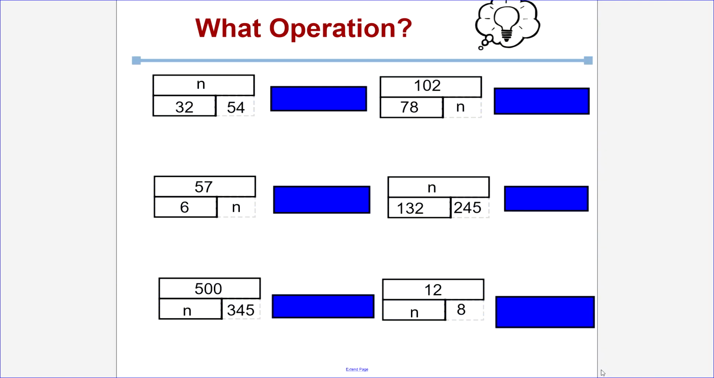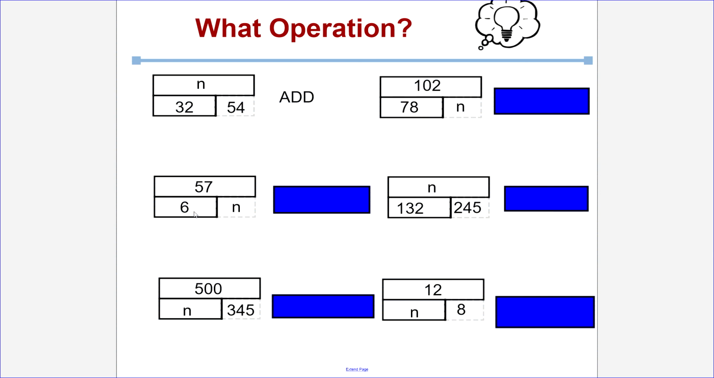Let's test your knowledge. Look at these tape diagrams. They're filled out with numbers, and they have one unknown in each tape diagram. Look at this first tape diagram. Clearly, we know the lesser amount and the difference. We just don't know the greater amount. What would we do to solve this problem? What operation would we use? Would we add or subtract? To solve this problem, we would add because the lesser amount plus the difference equals the greater amount.